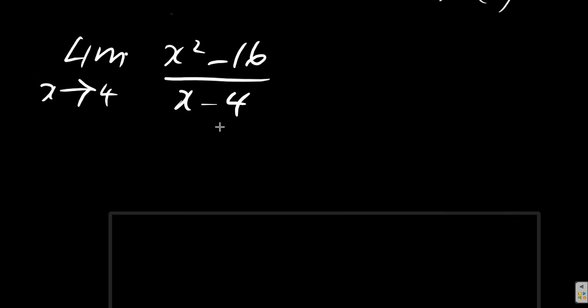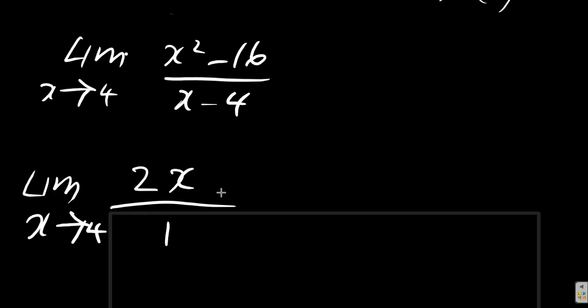And then we're going to consider yet another method. So, L'Hopital's rule. If you differentiate x squared minus 16, what do you get? You get 2x divided by, differentiate x minus 4, you get 1. So the limit as x tends to 4 of this is, let's substitute 4 into it. 2 times 4 gives you 8. That's what it says.